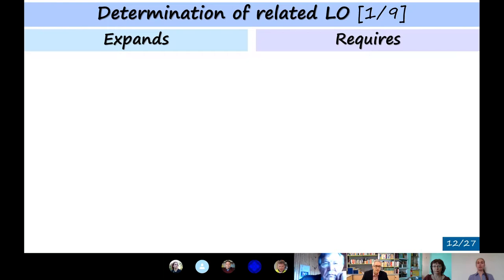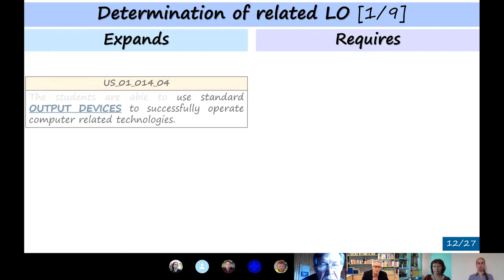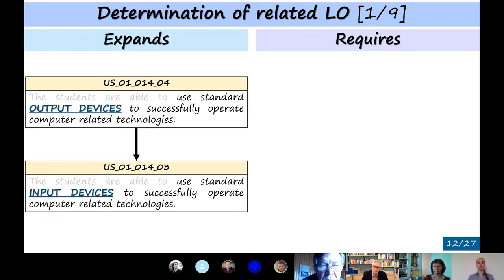Finally, we can start determination of relations. As I was saying earlier, there are two types of relations, expands and requires. Let's take a look at an example. The students are able to use standard output devices to successfully operate computer-related technologies. Expands: the students are able to use standard input devices to successfully operate computer-related technologies. As you can see, these competencies are very close, almost similar. This is an example of the type expands.